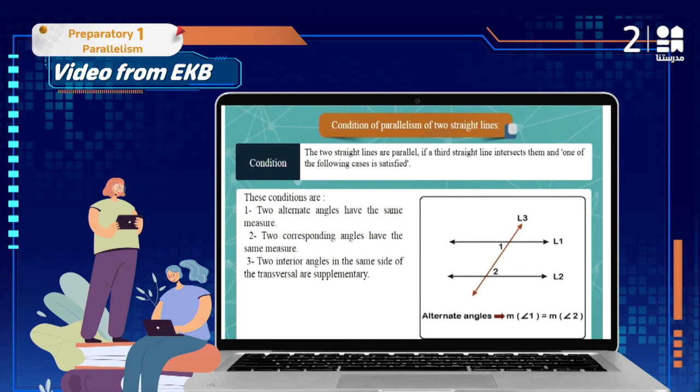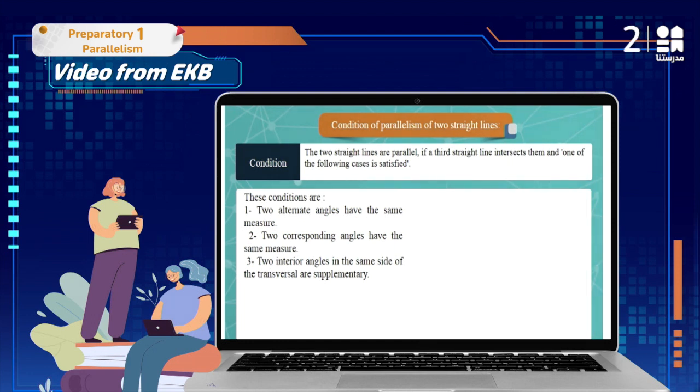After we learned about 2 parallel straight lines and a transversal, now we will learn about the condition of parallelism of 2 straight lines. You should know that the 2 straight lines are parallel if a third straight line intersects them and one of the following cases is satisfied. The first case is if the 2 alternate angles have the same measure, as we see in the figure. If the measure of alternate angles 1 and 2 is equal, that makes the lines L1 and L2 parallel.